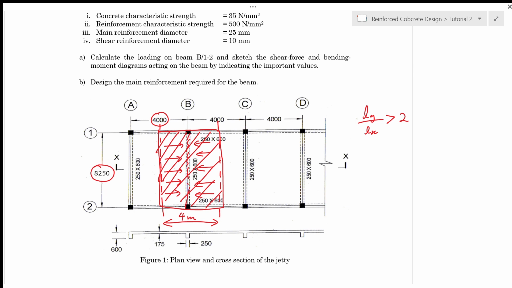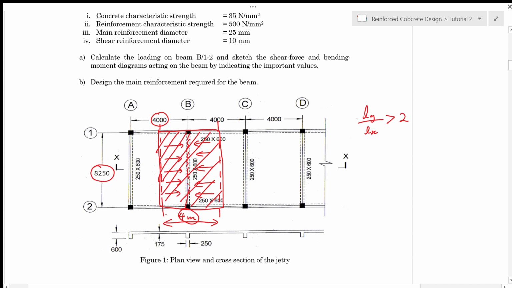So the total load is actually the force per unit area times the total area. But we are not interested in the total load. We're interested in load per meter length on beam. So to get load per meter length on beam, you just use the area load multiplied by the width of the area, which is 4 meter.